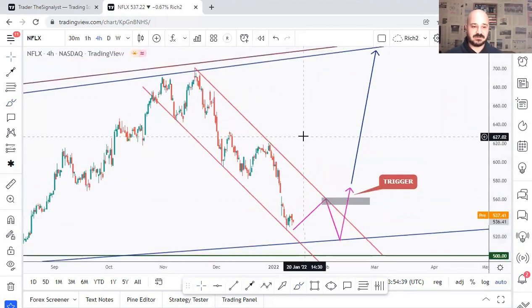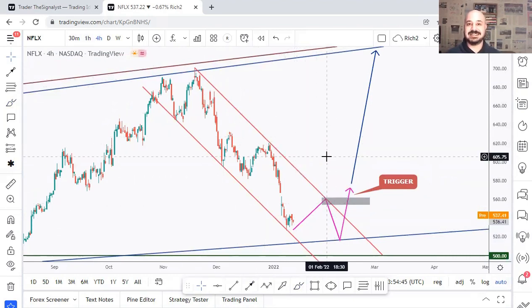Okay, so that's it for Netflix. I don't need to zoom into lower time frames because things are already clean and clear from H4. So we usually don't need to zoom into lower time frames.